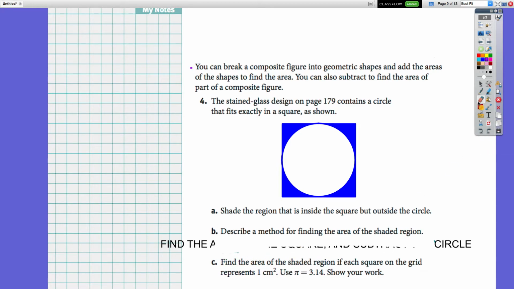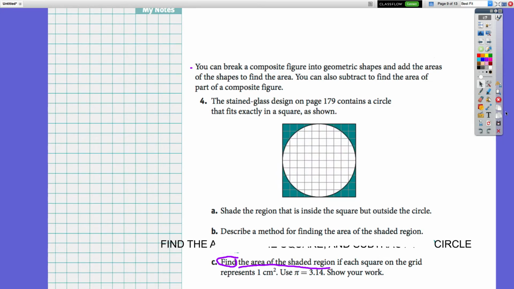So now let's try and find the area of the shaded region if each square on the grid represents 1 centimeter squared. So let's take this away. We have 1 centimeter squared on each side, okay? So we have 1, 2, 3, 4, 5, 6, 7, 8, 9, 10 centimeters by 10 centimeters. So again, area of a square, length times width. Since they're both the same, I have 10 times 10, which equals 100.